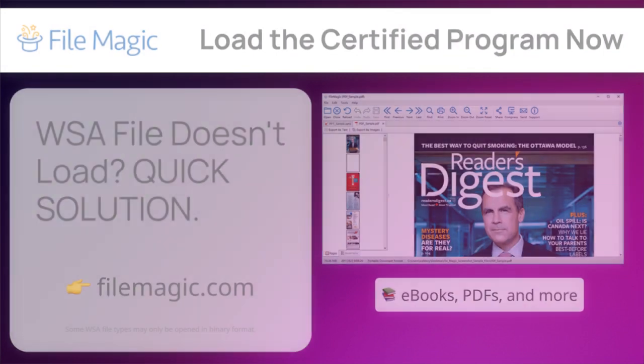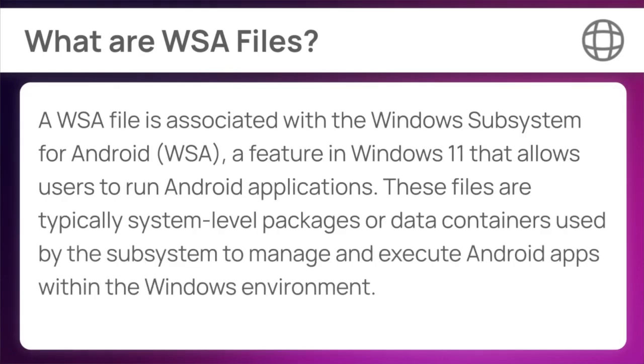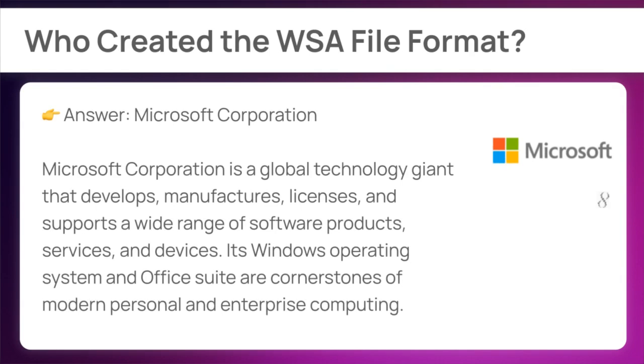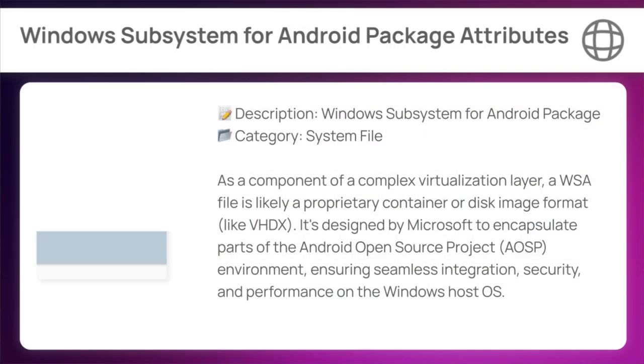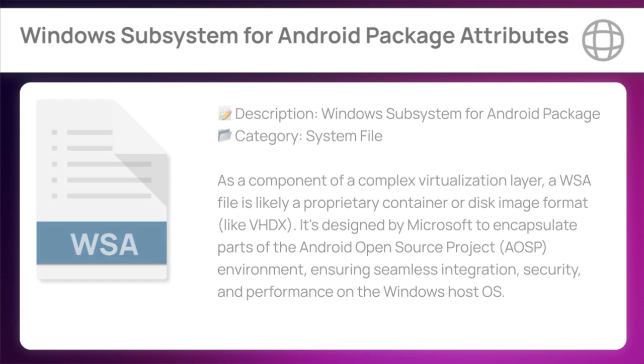file formats. A WSA file is associated with the Windows Subsystem for Android, WSA, a feature in Windows 11 that allows users to run Android applications. These files are typically system-level packages or data containers used by the subsystem to manage and execute Android apps within the Windows environment. As a component of a complex virtualization layer, a WSA file is likely a proprietary container or disk image format, like VHDX. It's designed by Microsoft to encapsulate parts of the Android open source project, AOSP environment, ensuring seamless integration, security, and performance on the Windows host OS.